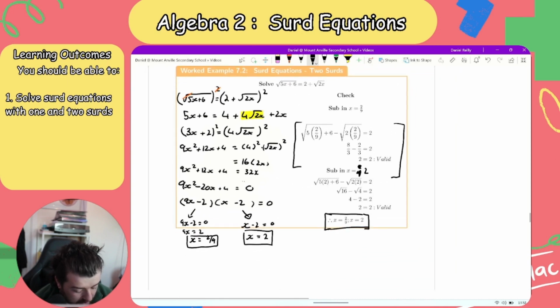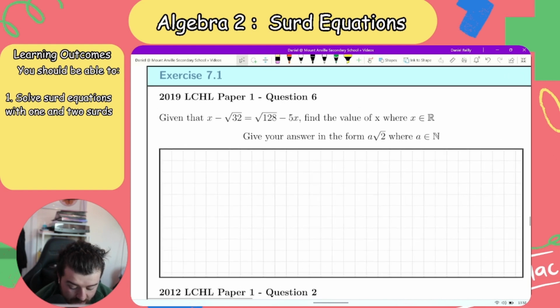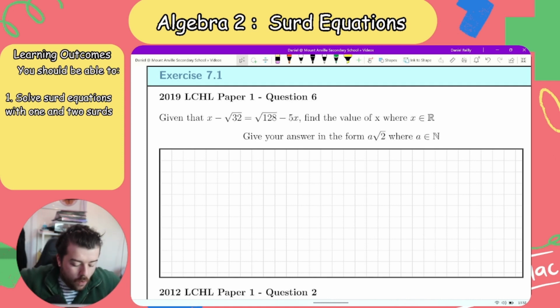Okay, so let's look at some exam questions that came up on this. So this is from 2019. This one is actually not really even a surd equation, it's more of a surd question, really. 2019, paper 1, question 6. Given that x minus root 32 equals root 128 minus 5x, find the value of x. Give your answer in the form a root 2.